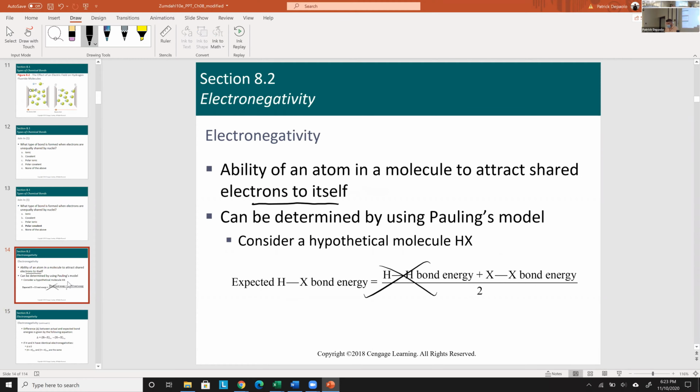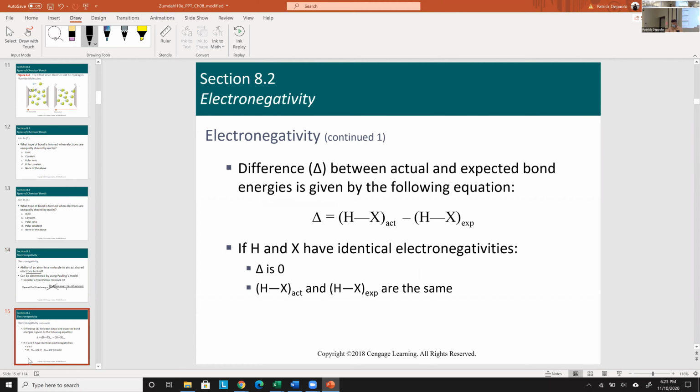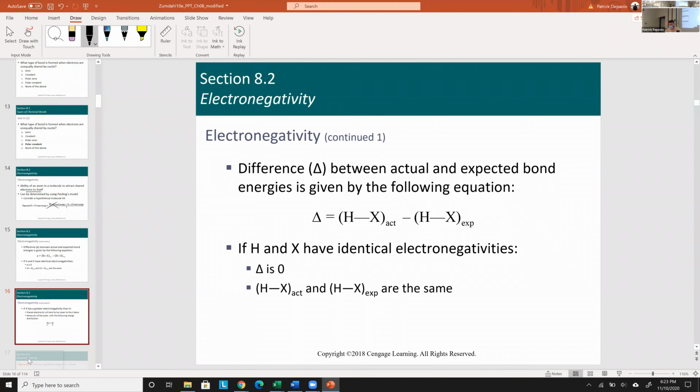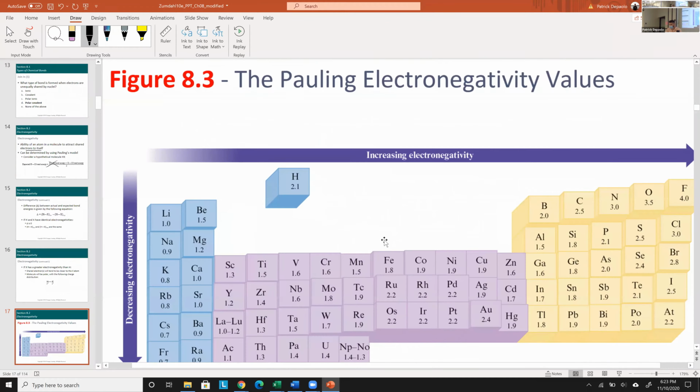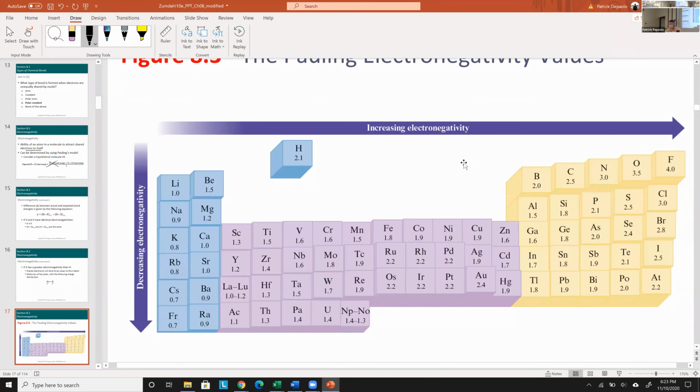I appreciate it. Okay. So electronegativity, the way you can find the number: for every covalent bond, you can calculate the electronegativity difference between the two atoms. And these numbers will be given to you. So here's what the differences look like. Here's the chart. Like I said, you have increasing electronegativity going to the top right of the periodic table and decreasing going to the bottom left.